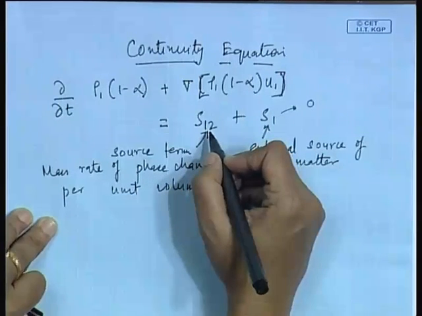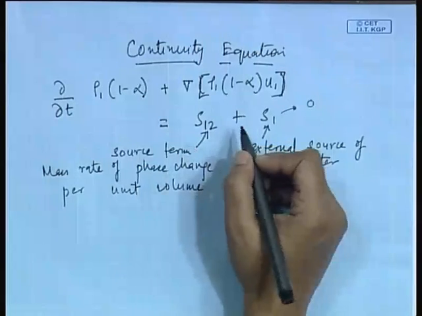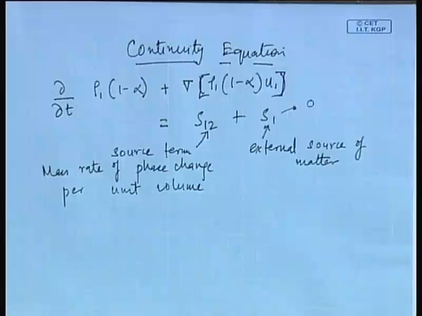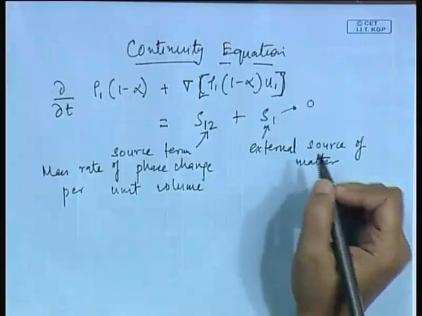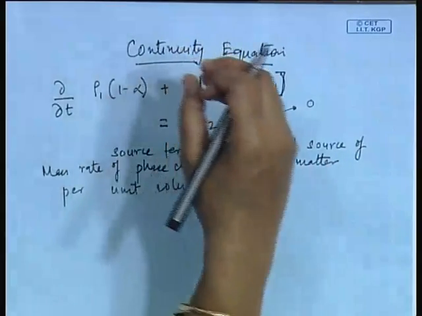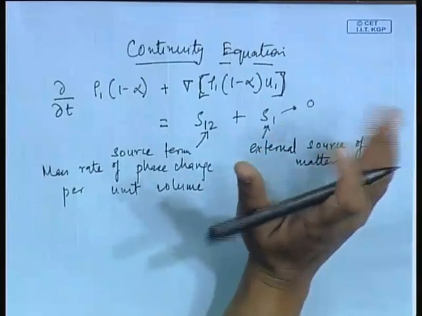That means this tells us the amount of mass which goes from phase 1 to phase 2 or vice versa, as a result of phase change, as a result of mass transfer. It can be anything. And S1 is the external source of matter. If any amount of phase 1 comes from outside into this, usually under the conditions which we consider, S1 can be taken as 0.